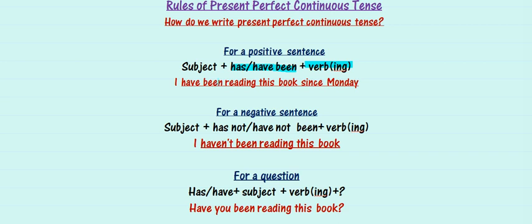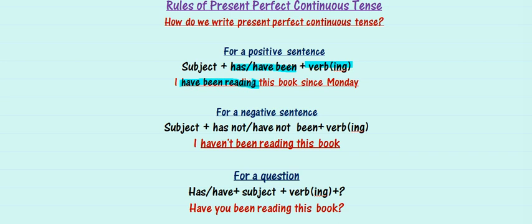Now let's see the sentence here. The sentence is, I have been reading this book since Monday. So this is a positive sentence where we have used I have been reading. The verb is read and ing is added to the verb as per the rules of perfect continuous tense.